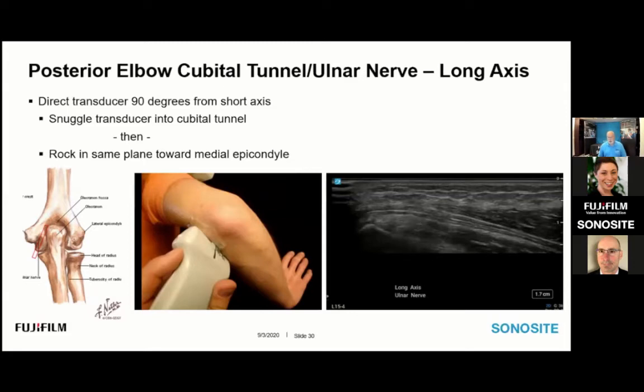Daniel, I'll let you take it now and take a look at the posterior shoulder for us.